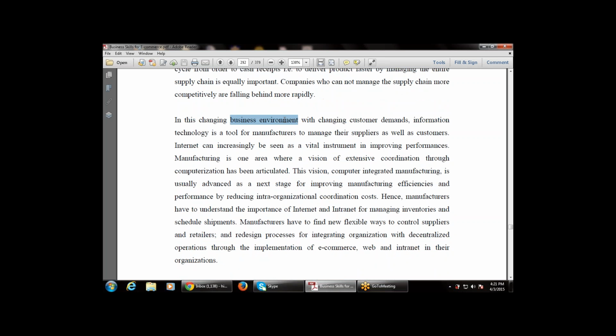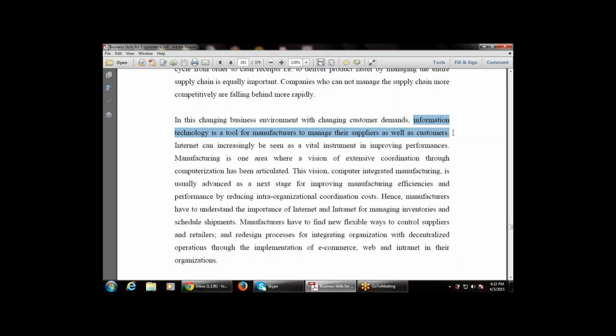So in this changing business environment with changing business demands, as the customer demands change day by day, IT is a better tool for manufacturers to manage their suppliers as well as their customers. This is one of the important lines. That is, usage of the computer, usage of IT is an important tool to satisfy the suppliers, the customers, the retailers. So manufacturers must use IT, that is computer technology, to satisfy their suppliers as well as the customers.